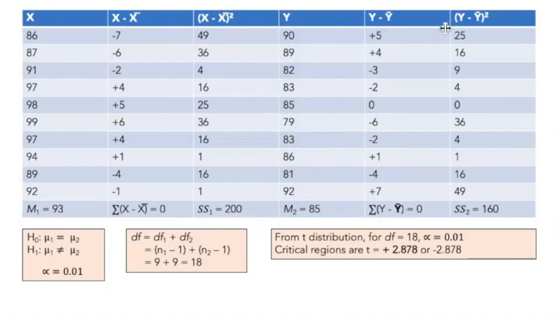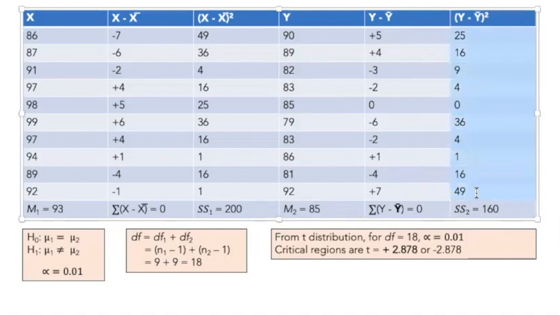And then you take the y minus y bar squared value. So 5 times 5 is 25. 4 times 4 is 16. 3 times 3 is 9. 2 times 2 is 4. 0 times 0 is 0. 6 times 6 is 36. 2 times 2 is 4. 1 times 1 is 1. 4 times 4 is 16. 7 times 7 is 49. So you combine all of this. The sigma of y minus y bar squared is going to be 160. Now the sum of squares is 160.